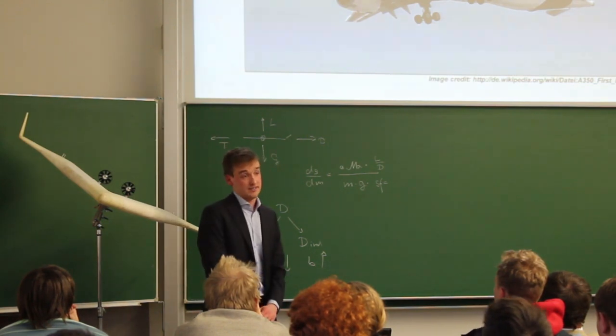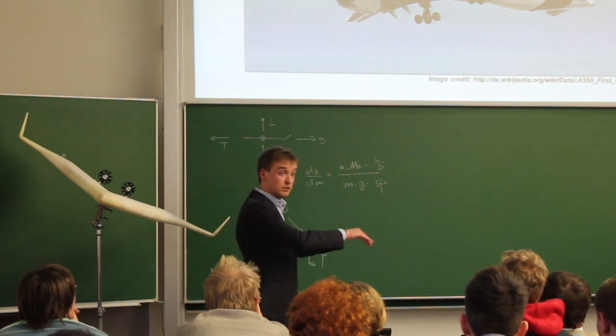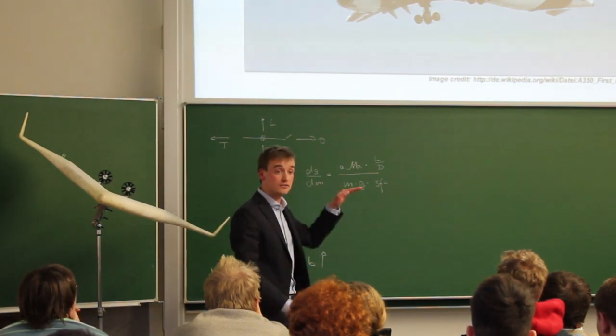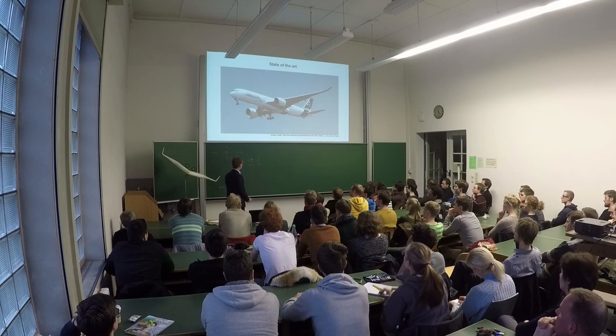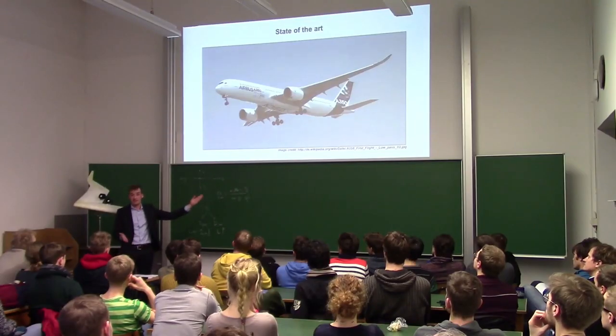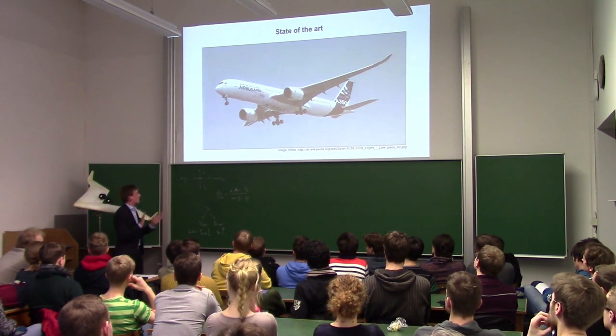Those high lift devices then create very high nose down pitching moments of the aircraft. So the aircraft starts to pitch down, and we need some way to trim that. So that's why we have a horizontal tail plane. This again increases our wetted area. So we would like to get rid of that.